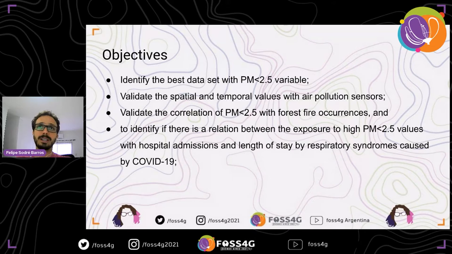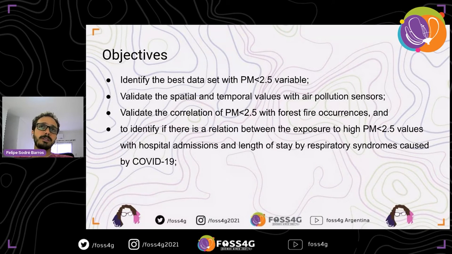And so the idea was to identify the best data set with which we could identify the concentration, and validate this data set, with its temporal and spatial values, against air pollution sensors. Then, thanks to researchers from Acre University, who are already working with those kinds of analysis and have installed air pollution sensors on the ground, we used those sensors as ground truth to validate the other data set we could use.